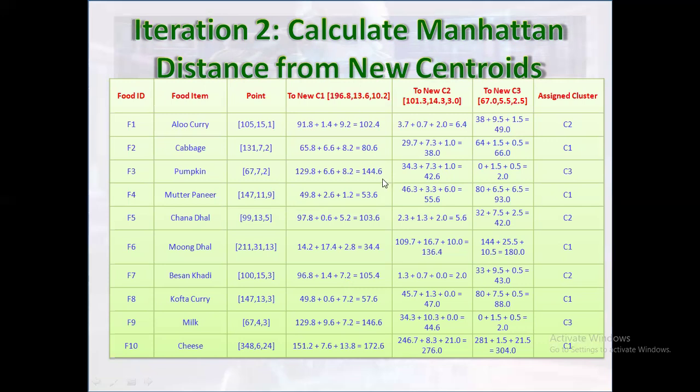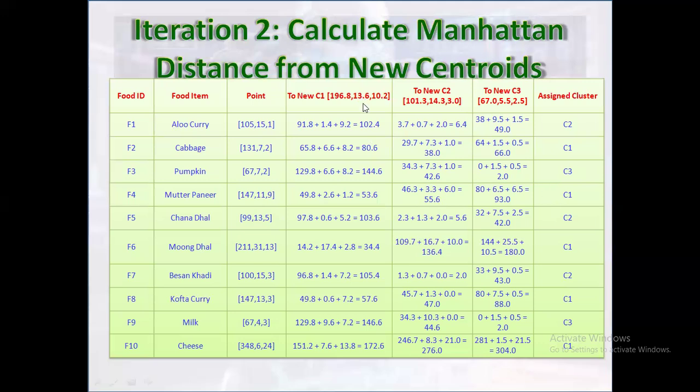And similarly for this case, 144, 42 and 2.0, we got C3. And similarly, if you take the final 172, 276 and 304, this is the lowest value, C1. So this is done for all food items and the new assignments are determined. It's a repeat of iteration 1, but with updated centroids.